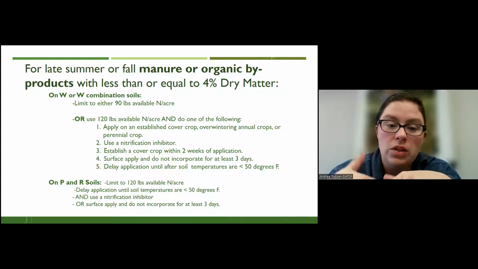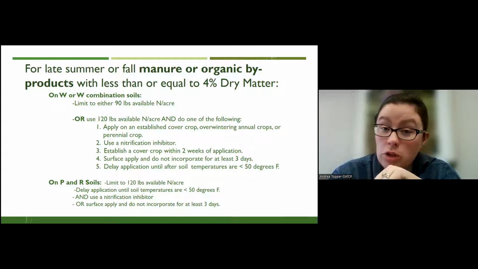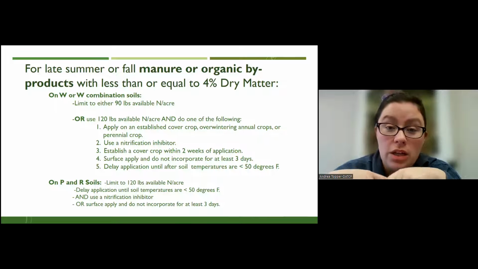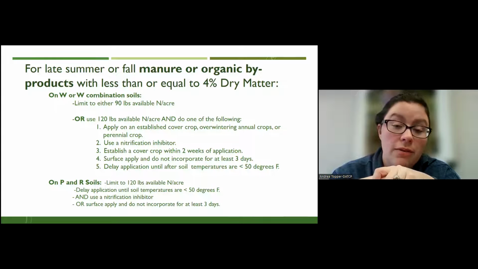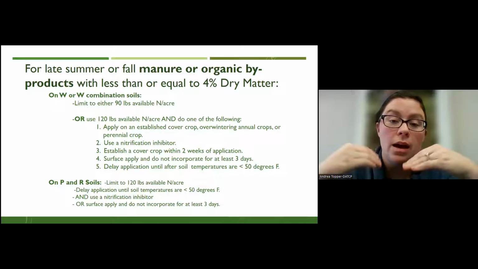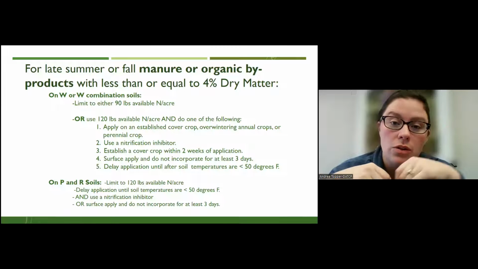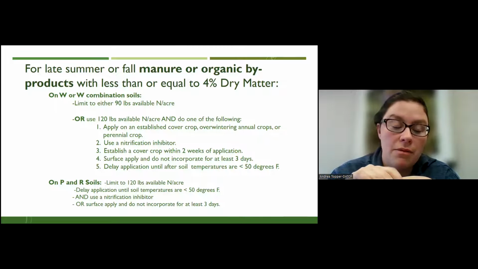So we're either going to apply on an established cover crop or an overwintering annual crop. We can use a nitrification inhibitor. We can establish a cover crop within 2 weeks of that manure application. We can surface apply the manure and then not incorporate for at least 3 days. Or 5, we can delay application until after the soil temperature is less than 50 degrees. So again, you can apply up to 120 pounds, but you do need to do one of the following out of that list of 5.